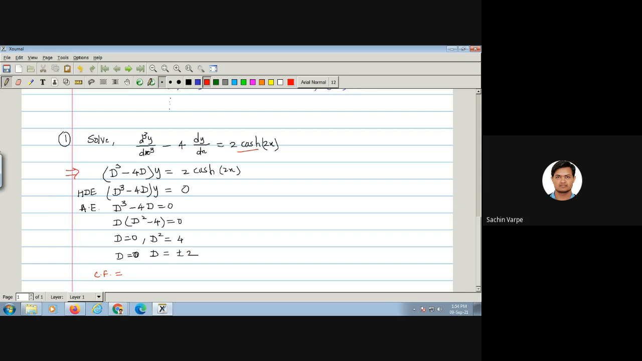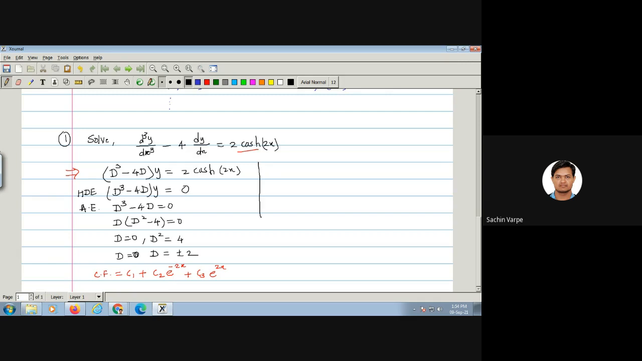see, the order of the roots is not important. You can take minus 2 or plus 2 or 0. If I take 0 first, then c1 e to the power 0x, that is 1, e raised to 0x is 1. So c1 plus c2 e to the power minus 2x plus c3 e to the power plus 2x. Is this clear to everyone? So this is the complementary function.